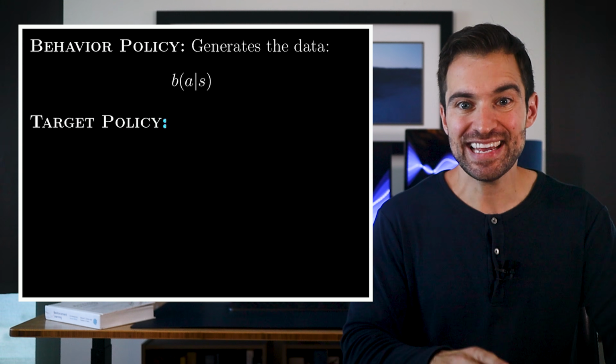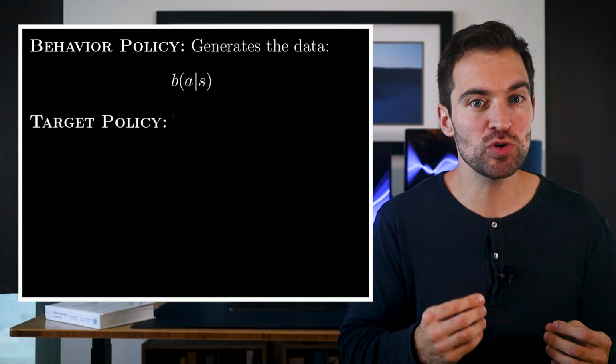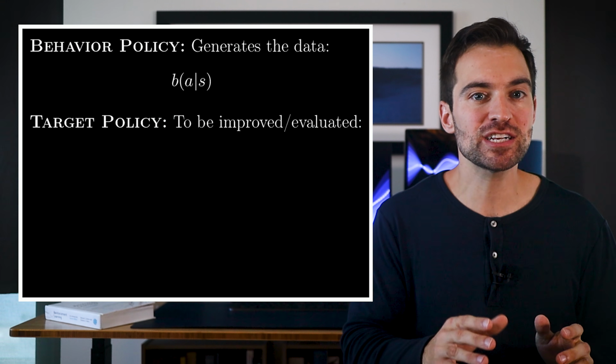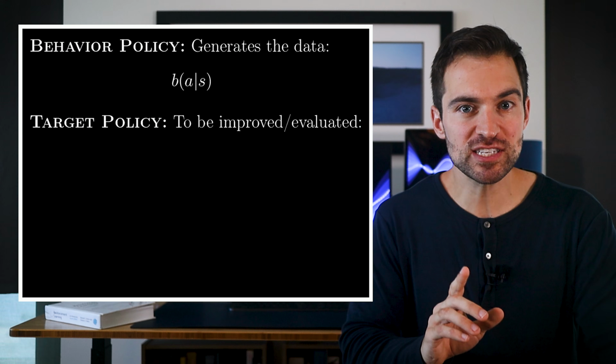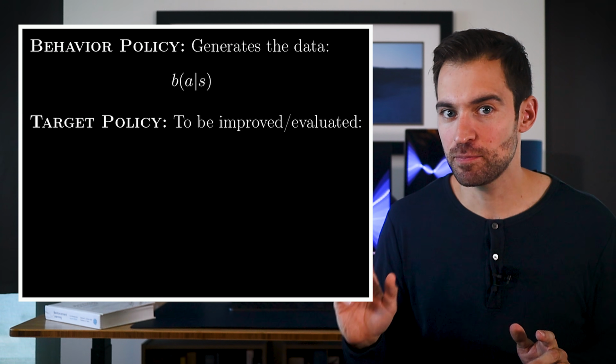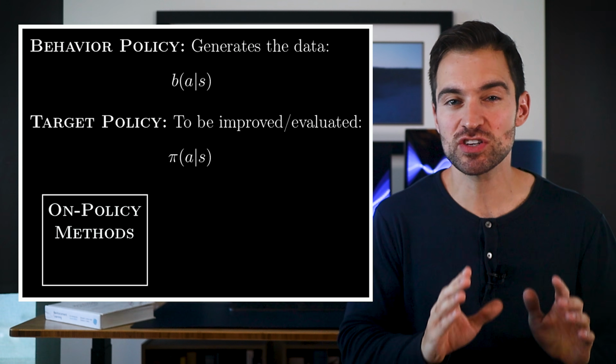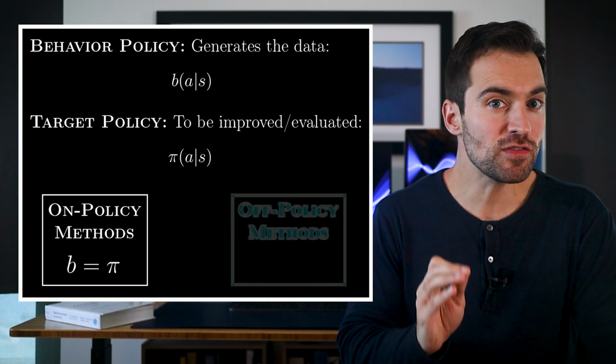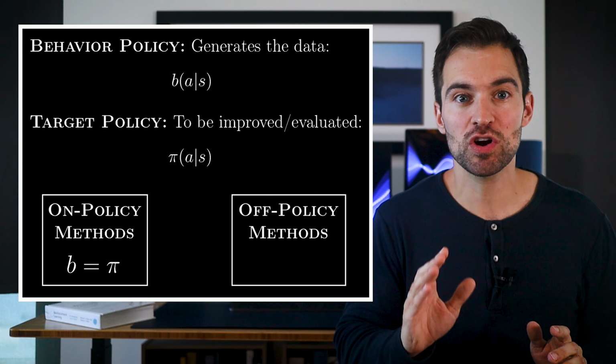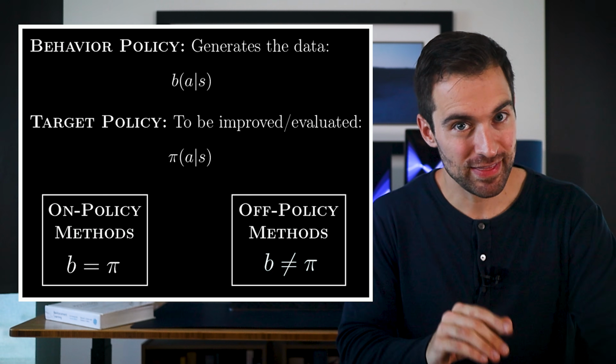The target policy is the policy we'd like to iteratively improve and evaluate so it can approximate the optimal policy. We'll refer to this with the same notation we've been using, pi. Now for on-policy methods, the behavior and target policies are the same. For off-policy methods, the behavior and target policies are different. And that's a huge deal.